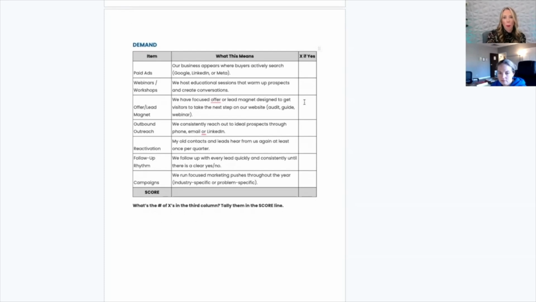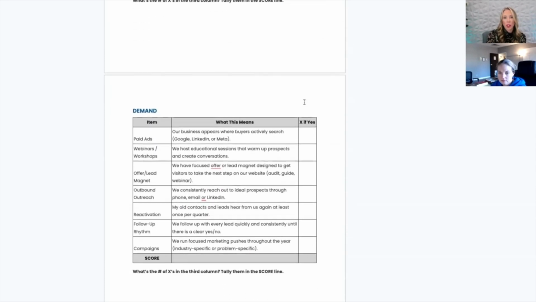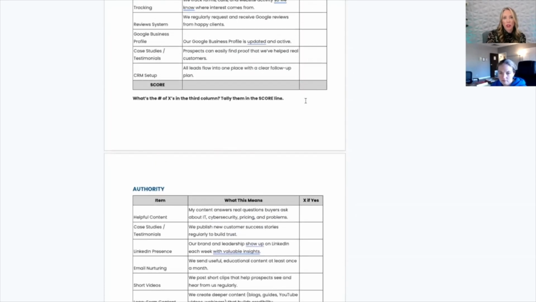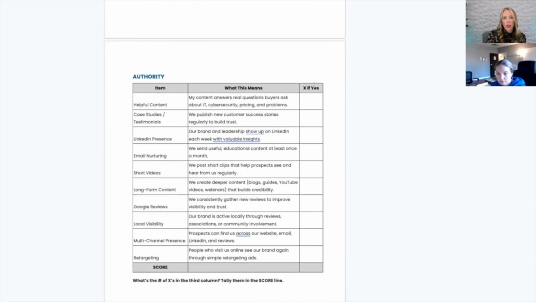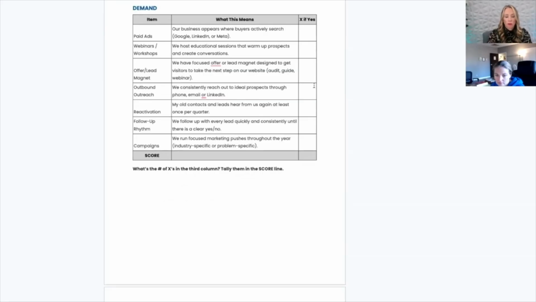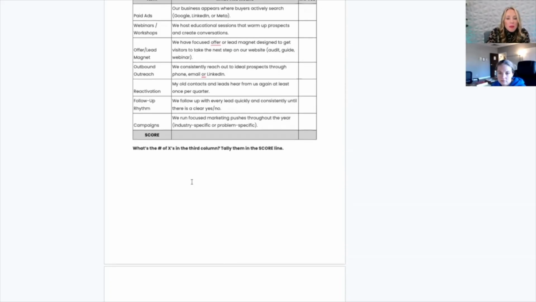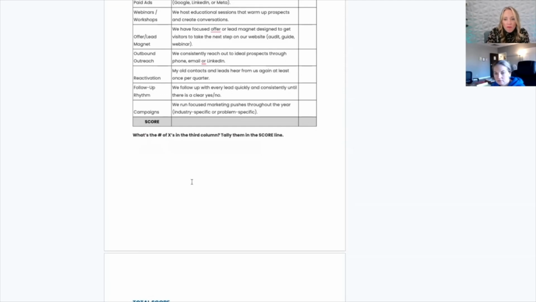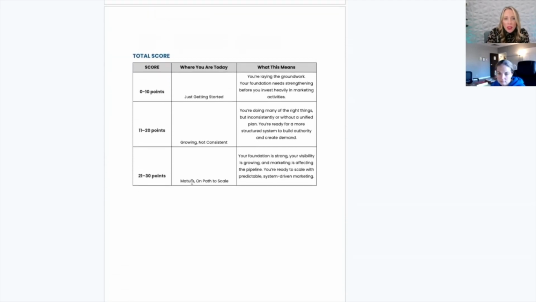I love on each of those 3, when you get finished with each of the 3 sections, just score yourself. Number of X's. If you don't know, question marks don't count as an X. It's okay. This kind of tells you where you are.